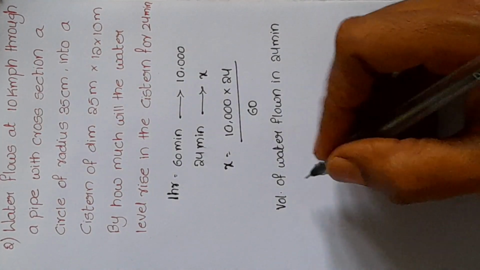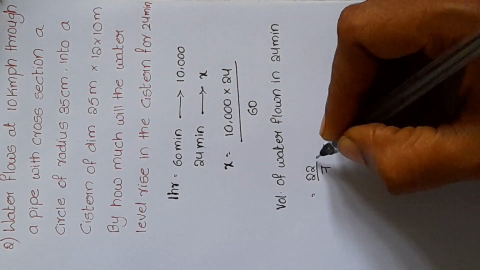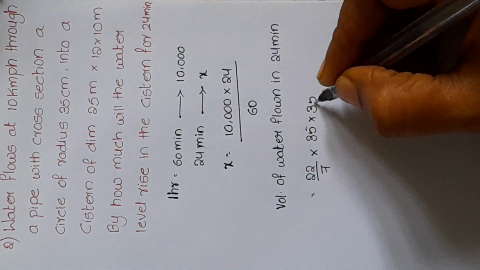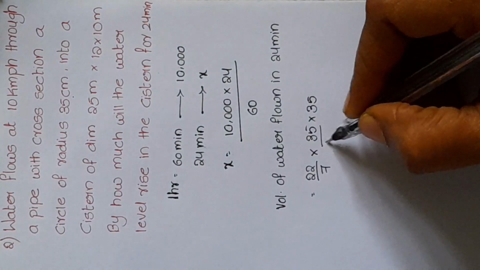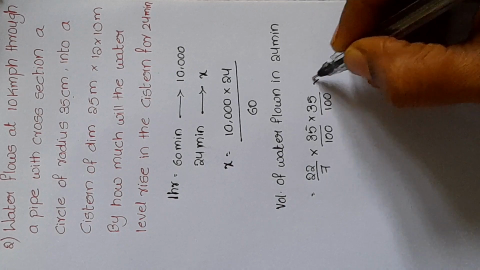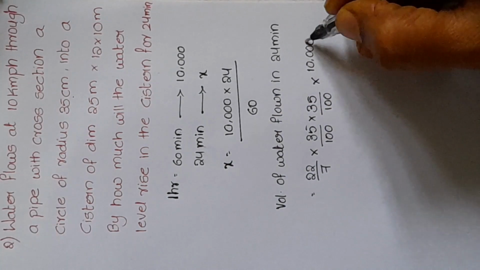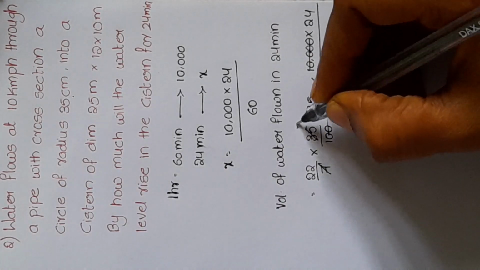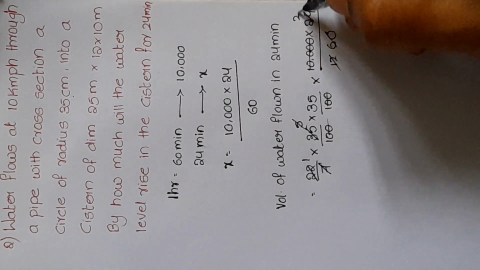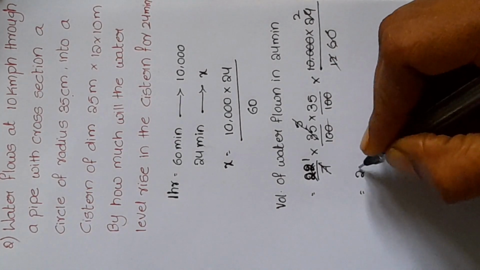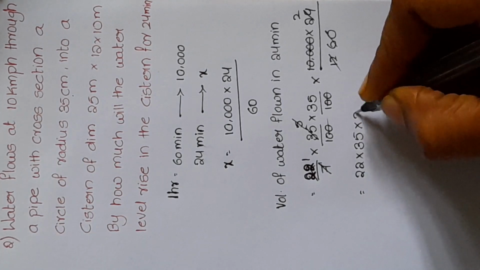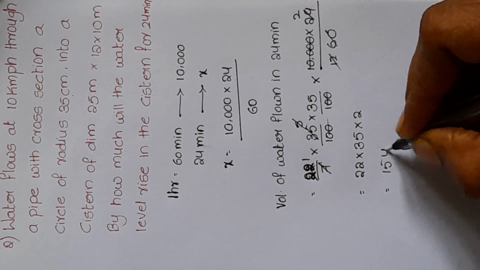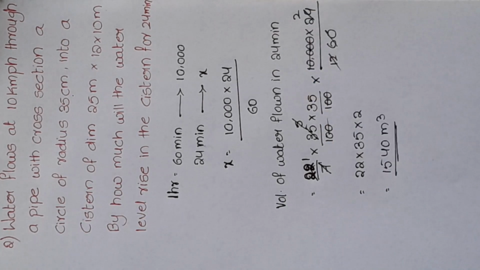So the volume of water flown in 24 minutes is 22 by 7 into the radius is 35 centimeters. So 35 into 35. This is in centimeters. To convert this into meters, divided by 100 into x value is 10,000 into 24 by 60. All the zeros gets cancelled here. 7 ones, 7 fives, 5 ones, 5 12, 12 2 times, which is equal to 22 into 35 into 2, that is 22 into 2 is 44. 44 into 35 is 1540 meter cube is the volume of the water flown in 24 minutes.